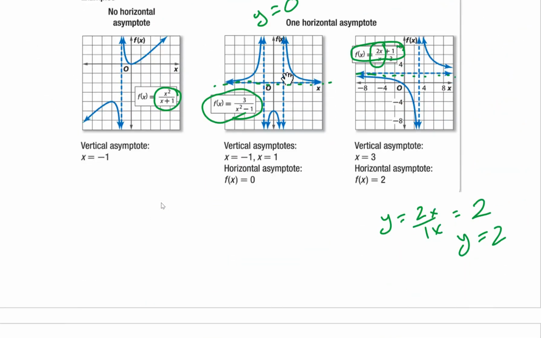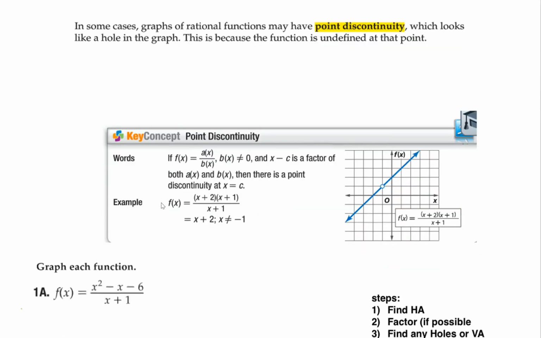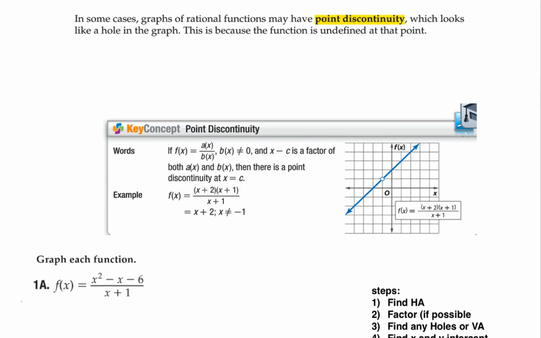Now there's one last thing we haven't talked about yet, and that's a point of discontinuity, also known as the hole in the graph. Sometimes your graph has a hole in it, and that happens when stuff cancels. So when stuff cancels, you have a hole in your graph.